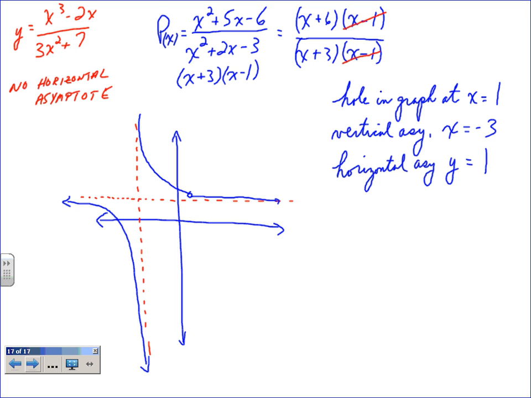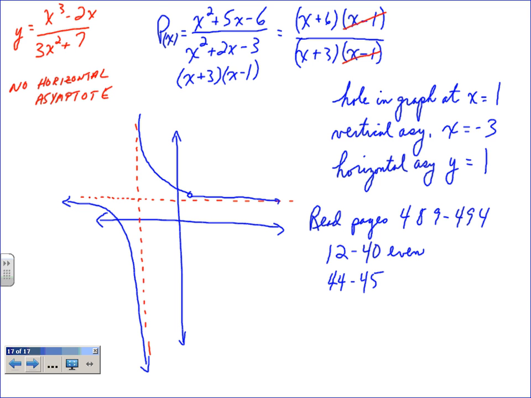Your homework, I've got it written up on the board, is to read pages 489 to 494 and do problems 12 through 40 even, and story problems 44 and 45. An example of problem number 44 is in your reading. Okay, I don't see the need to go further. Right? And that's your lesson.